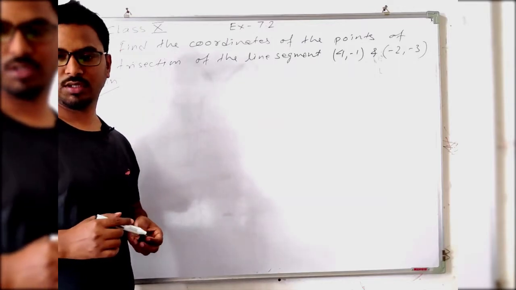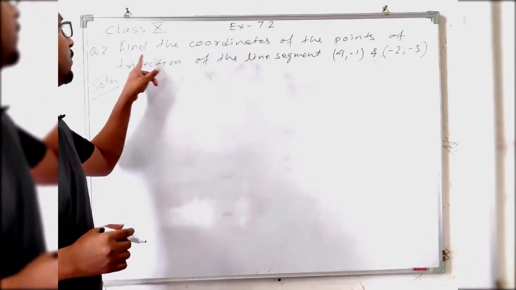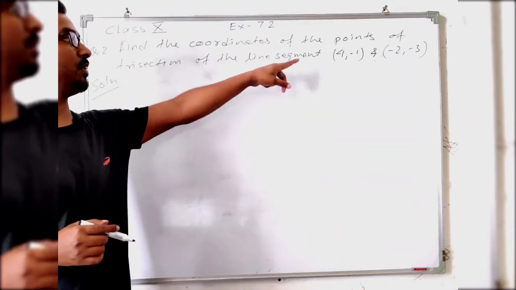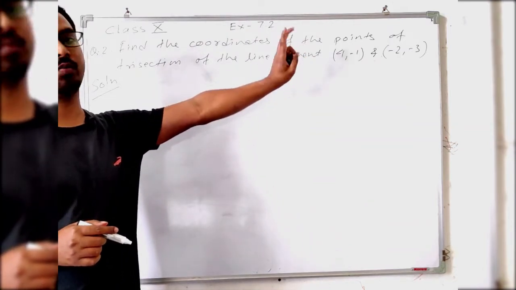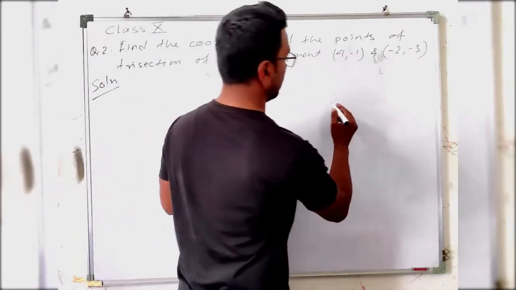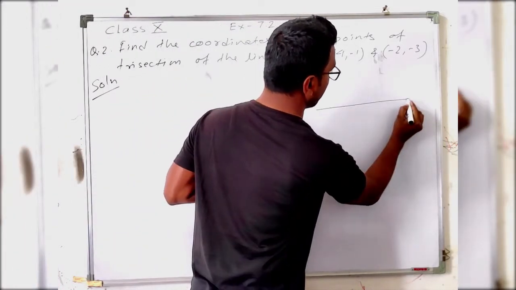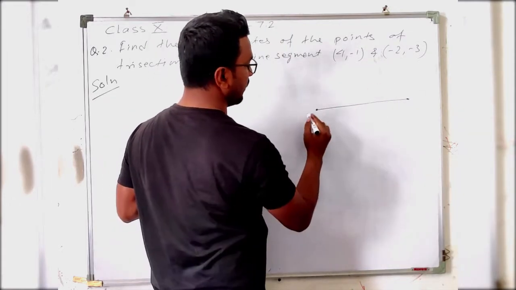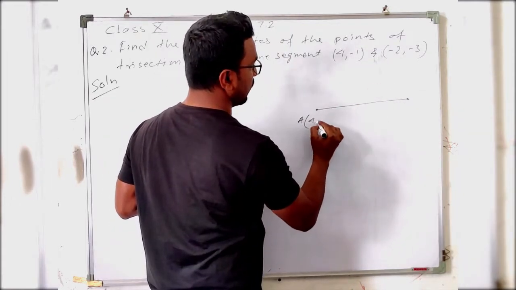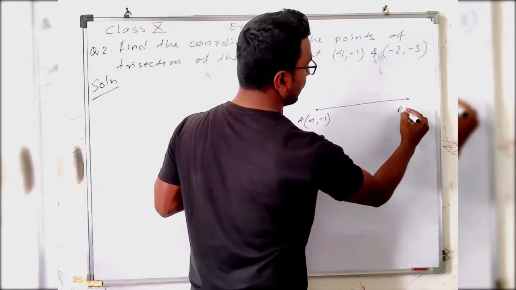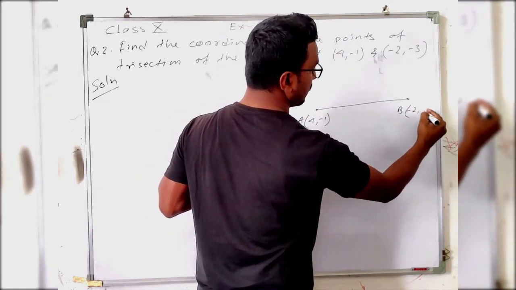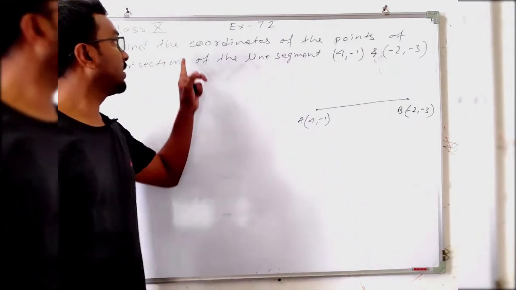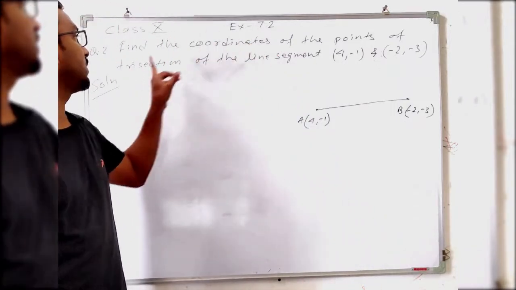Our next question is question number 2: find the coordinates of the points of trisection of the line segment. These are the 2 points of the line segment. We'll draw the diagram. This is the line segment, the 2 endpoints are given as 4, -1 and B, with the name minus 3. Here it says find the coordinates of the points of trisection.